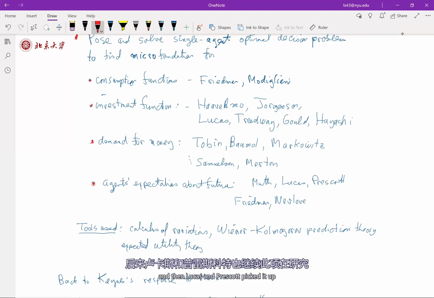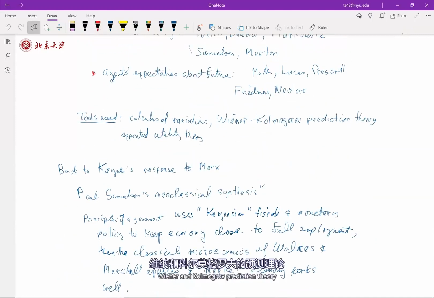So Muth started that, and then Lucas and Prescott picked it up. Muth built on earlier work by Friedman and Nerlove that went only part way. They were creeping up on it. They didn't know as much prediction theory as Muth did. So you can see Muth is using tools that weren't even available to Keynes. So is Tobin. Okay, so what were the tools used? They were the calculus of variations, Wiener-Kolmogorov prediction theory, expected utility theory. And those remain the tools today. They're the tools, and refinements of them are used by young people today to refine the questions and the answers.